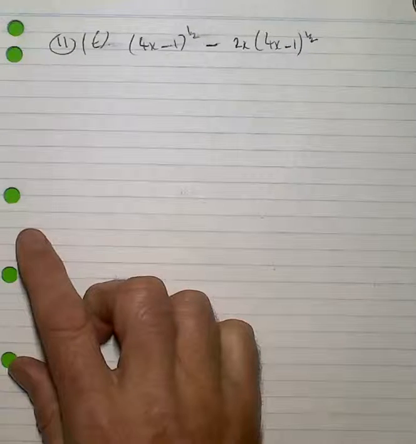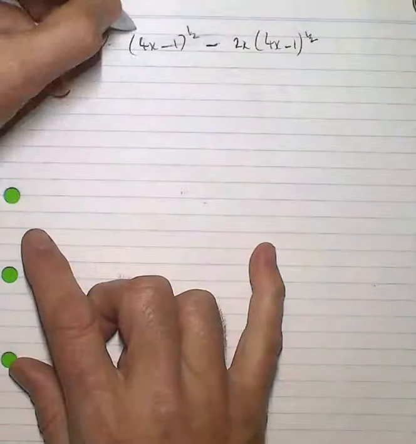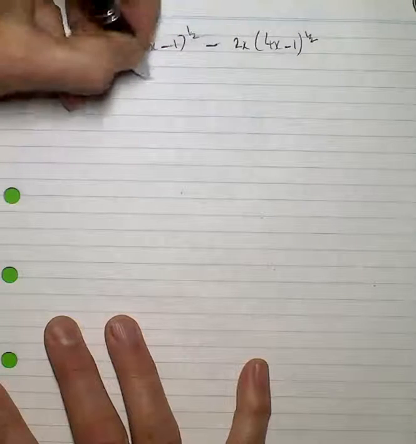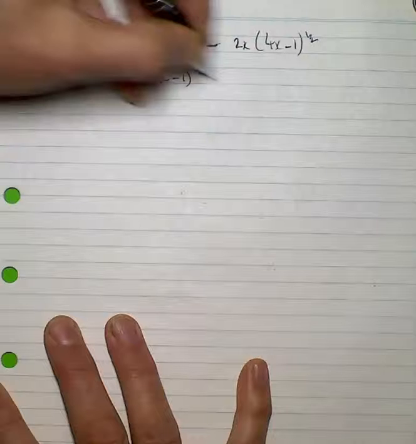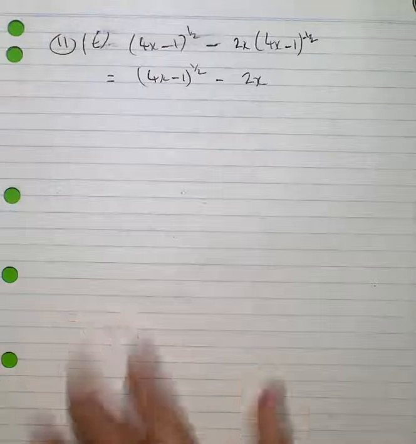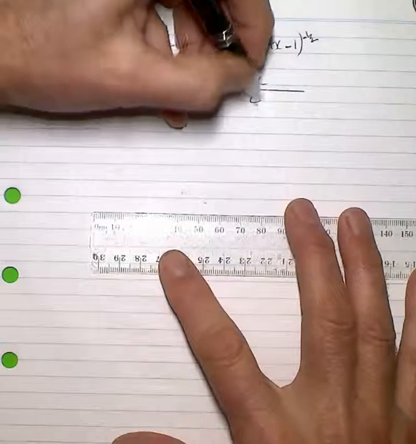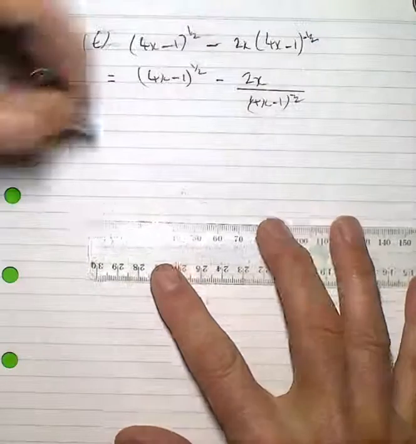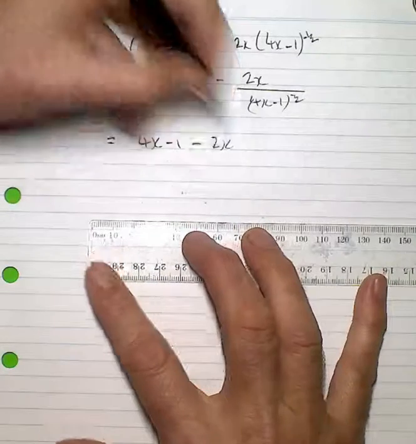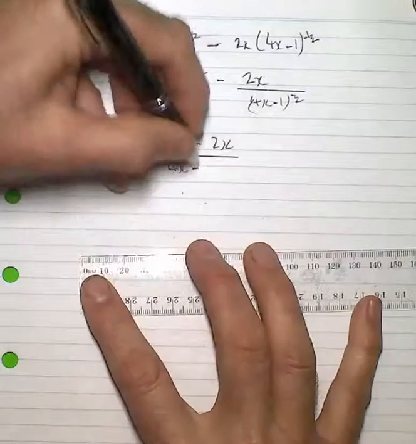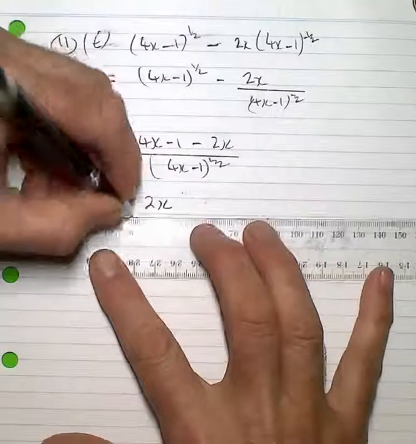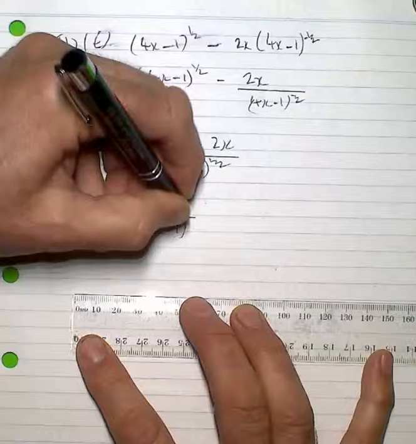I've actually started off this problem by rewriting the square root of 4x minus 1 as 4x minus 1 to the half. Now the next step, rewrite that again, and rather than having a negative a half there, I'll write that as 2x over 4x minus 1 to the half. To put that all over the common denominator, that there becomes 4x minus 1 minus 2x over 4x minus 1 to the half, or 2x over 4x minus 1 to the half.